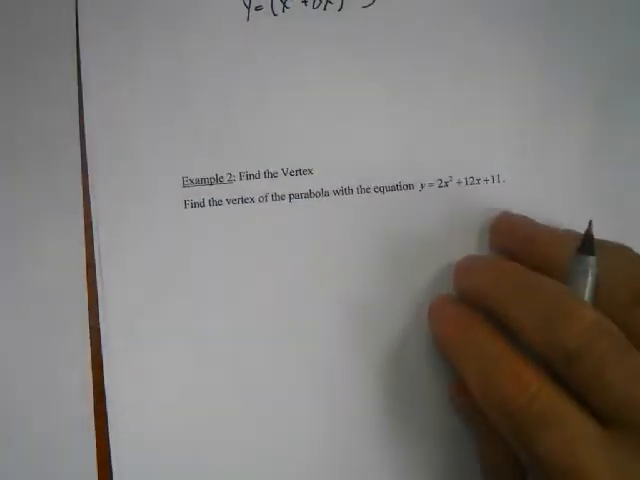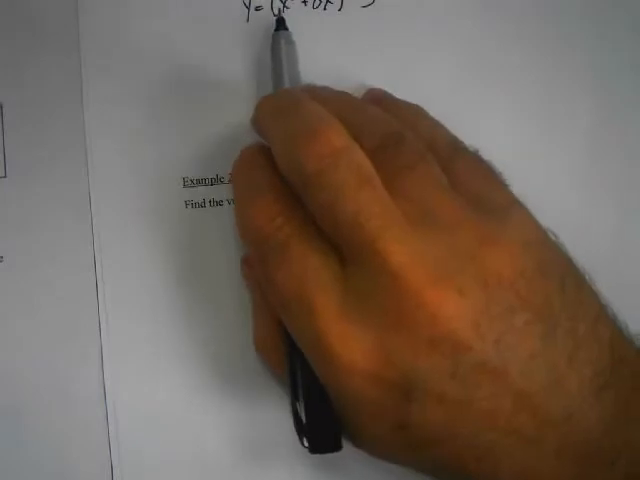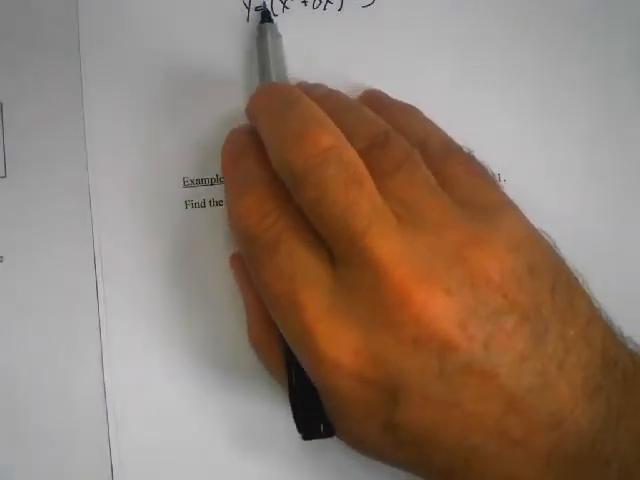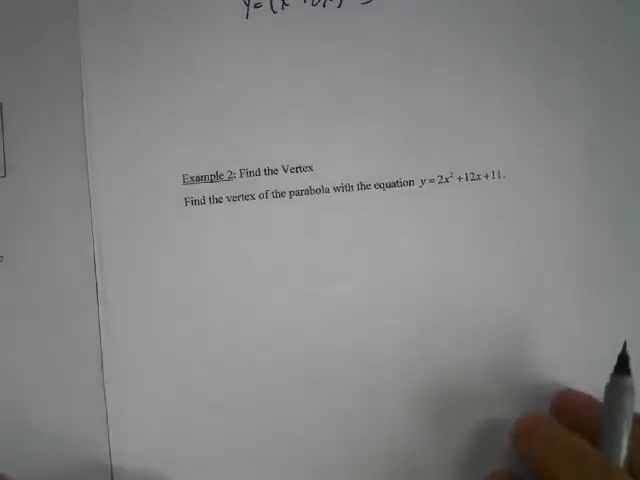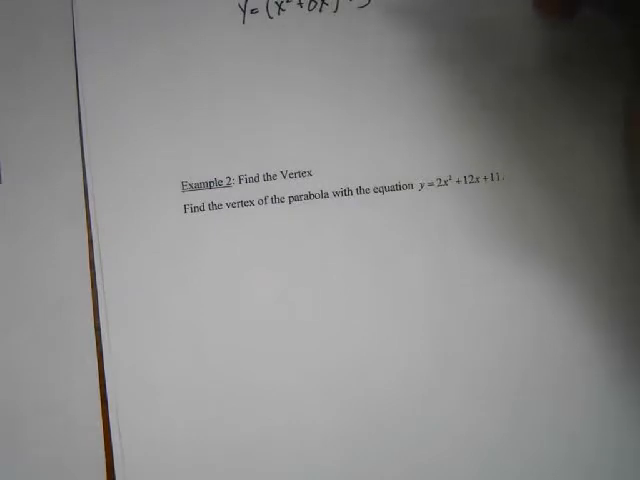Now if that had been a 2 there, I would have written the 2x squared plus 8x, then I'd factor the 2 out like a common factor. The next example we do will have that, but in this case we didn't have to do it because it was just x squared.